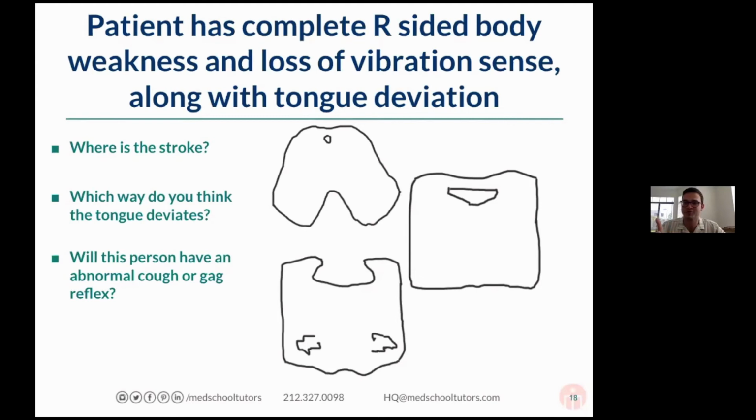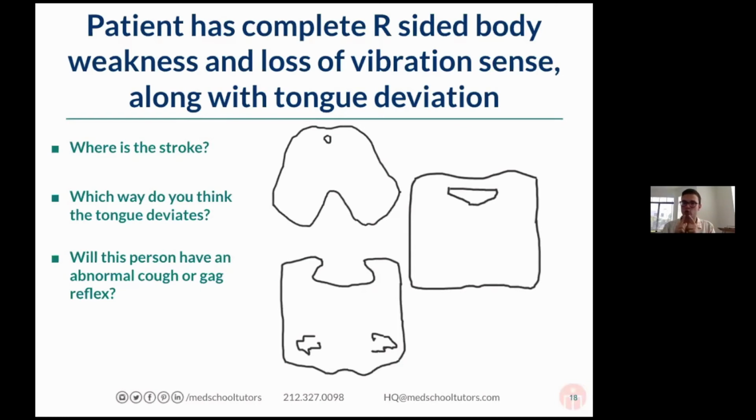Midline. It's an M structure, so it's in the midline. And then we have tongue deviation, right? So we're looking at the motor nucleus of cranial nerve 12. The motor nucleus of 12 is also a midline structure. So I would support this being a medial medullary stroke, or midline medullary stroke, as opposed to a lateral one, right?